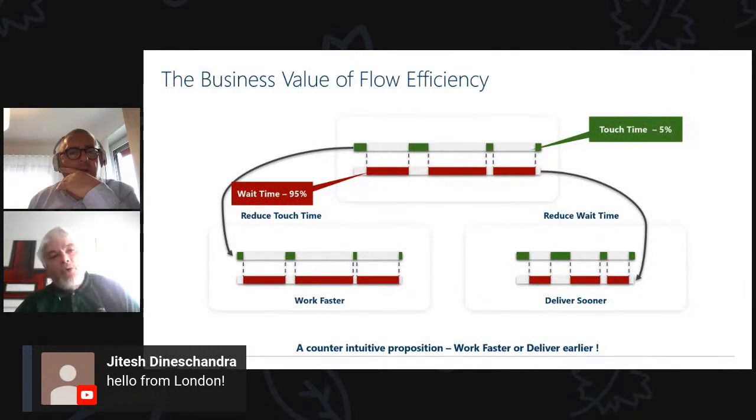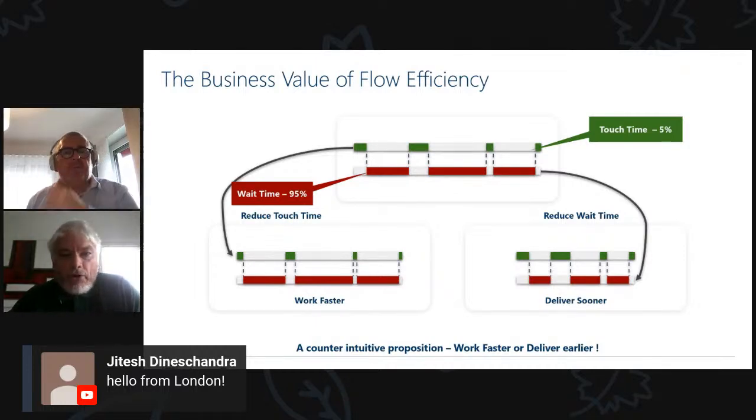So now I'm giving you two alternatives. I'm telling you, you want to improve flow time. You want to reduce touch time, or you want to reduce wait time.